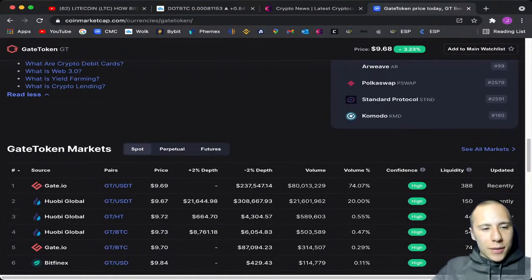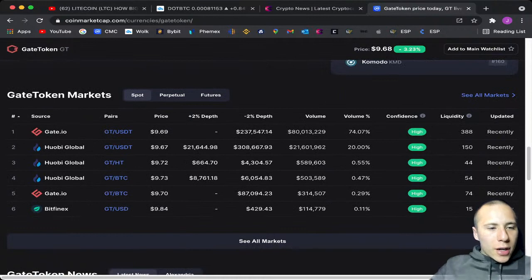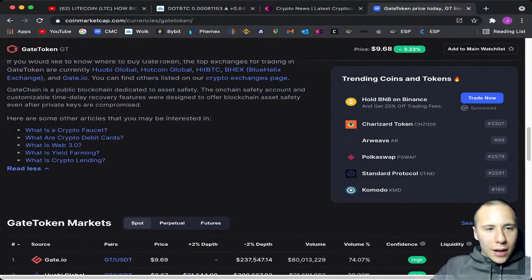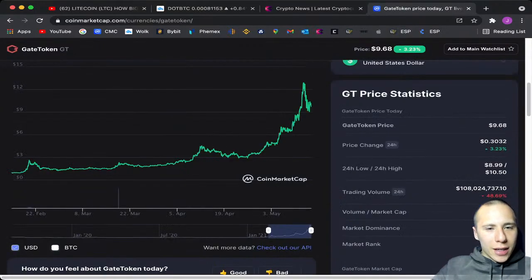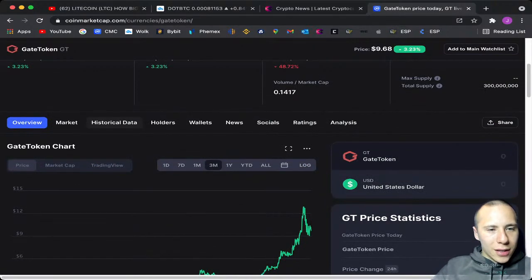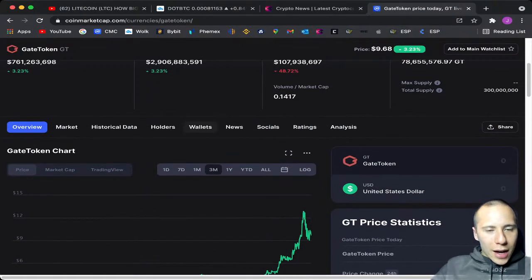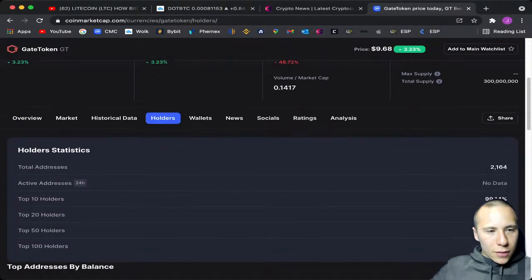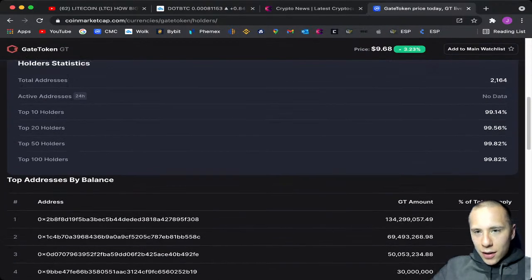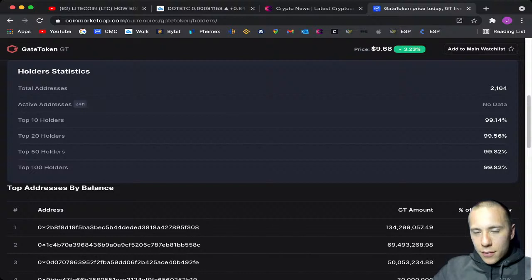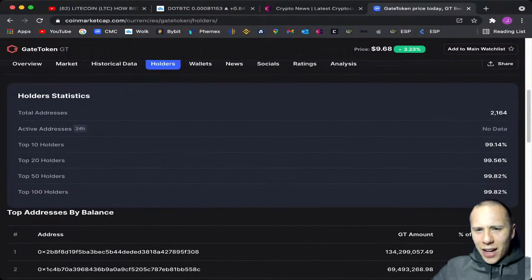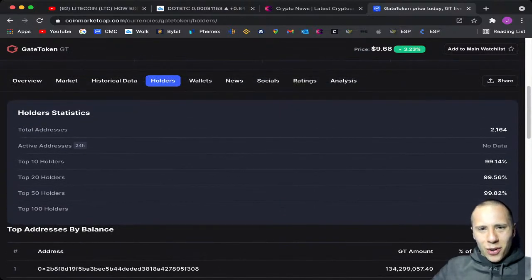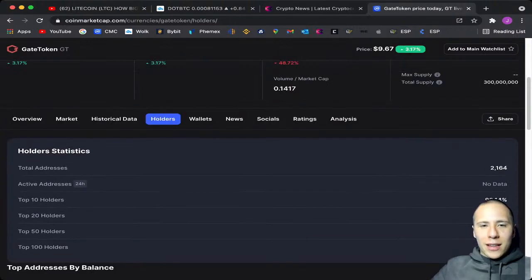So yes, this token is, let's take a quick look. Yeah, it is a safety token, as I can see right now, so that is good to know. And let's take a look. It does not have that many addresses that are currently invested in this particular coin.